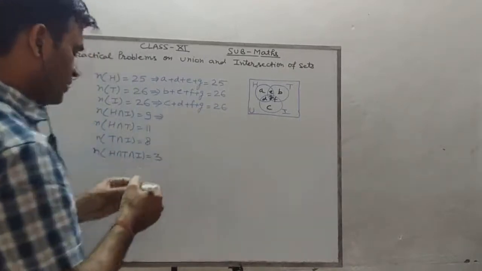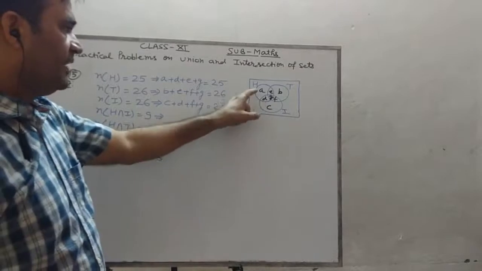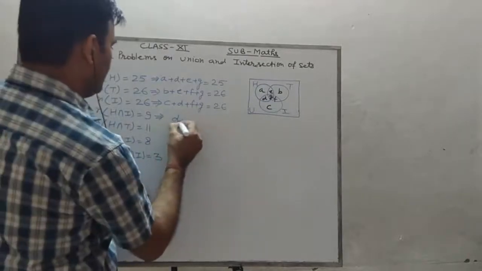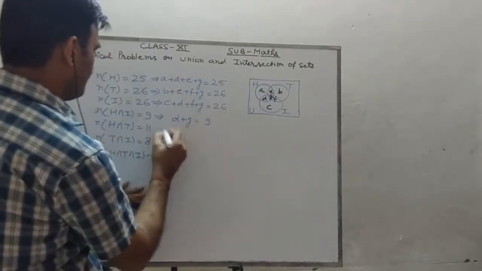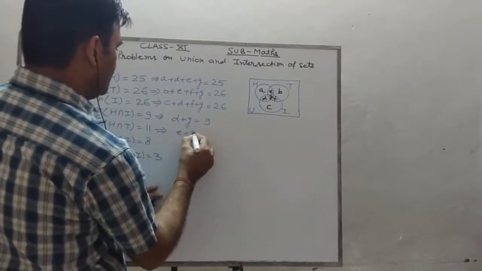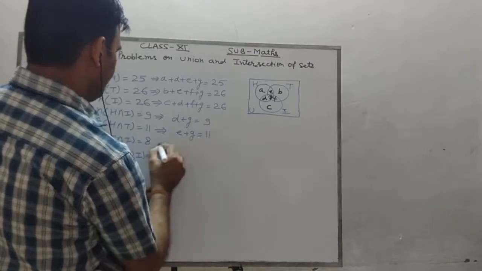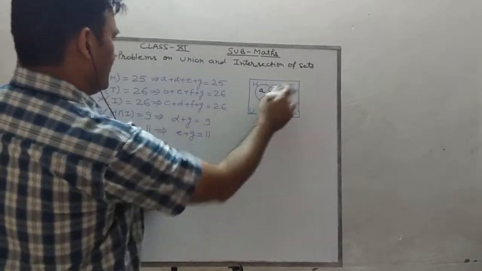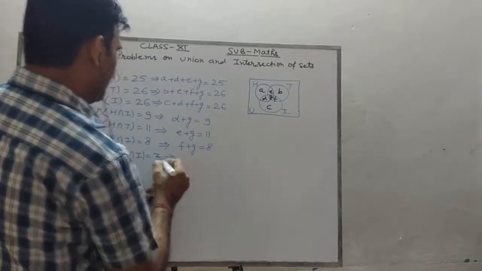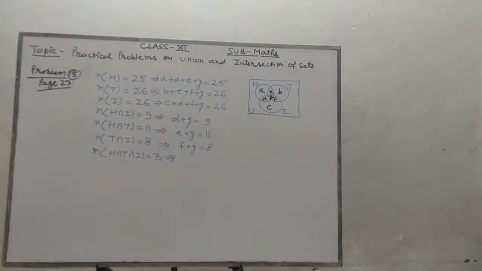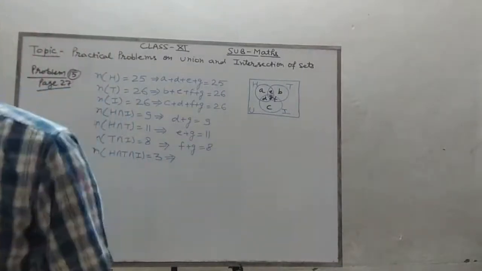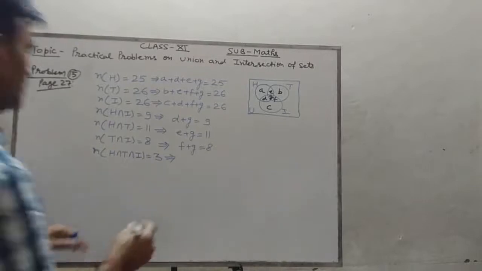Now see the common elements of H and I. This is H, this is I. The common elements of H and I are D and G. So D plus G equals the given value. Then H and T, the common elements of H and T are E and G. So E plus G equals the given value. T and I, then F plus G equals the given value. And the common element to all the 3 sets is G. G is the element which is common to all the 3 sets. So G is equal to the given value.